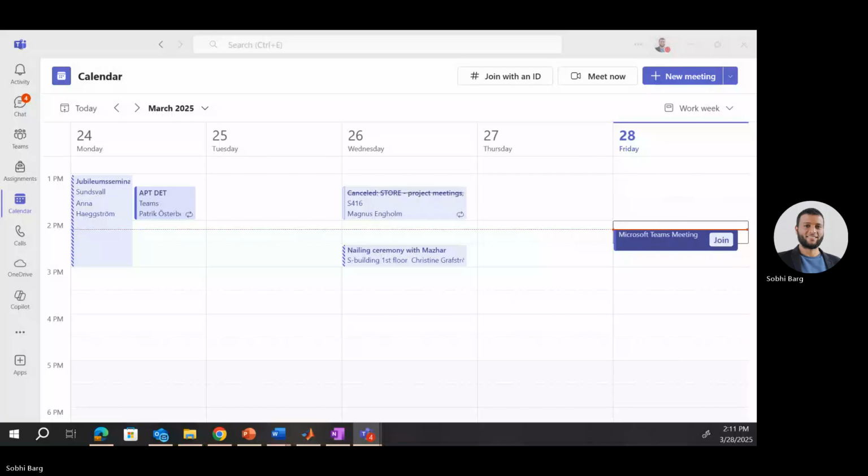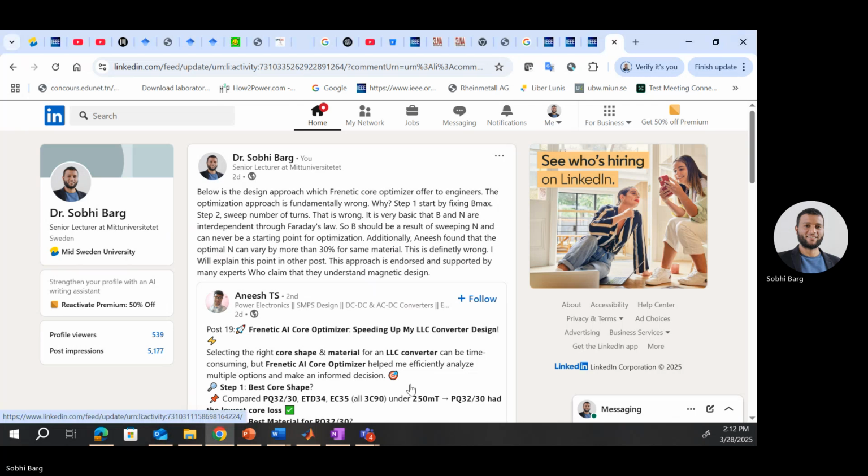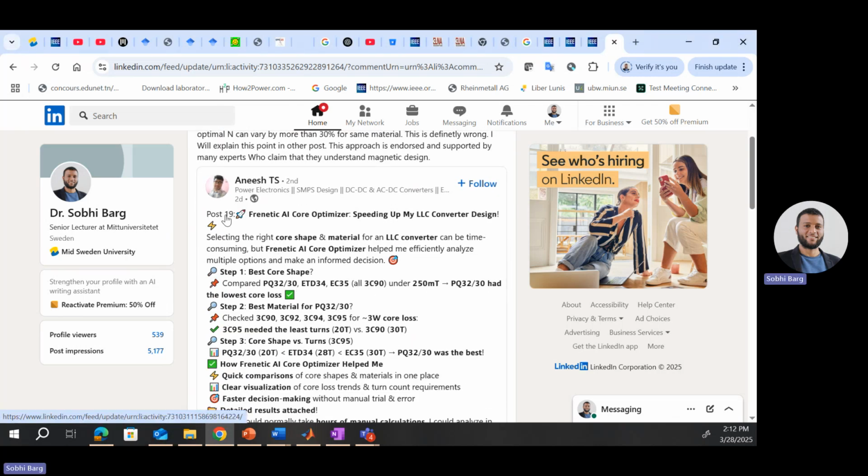So I will share my screen first. As I have said, 2 days ago, I saw this post from Anish. The post is the following: Post 19 from Anish, Frenetic AI Core Optimizer. This optimizer uses AI, as is claimed by Frenetic, but we'll verify this.